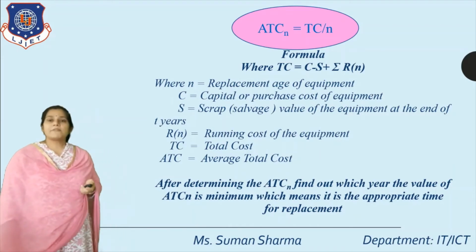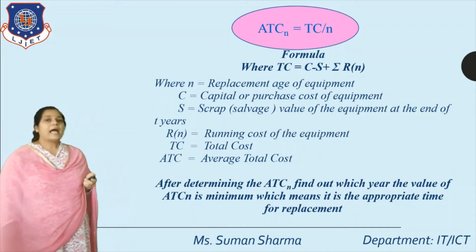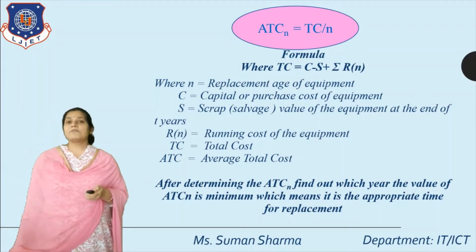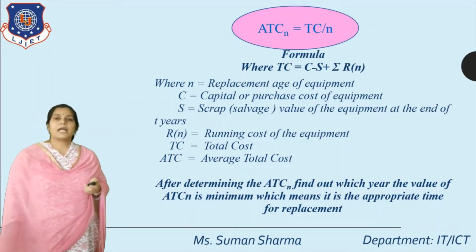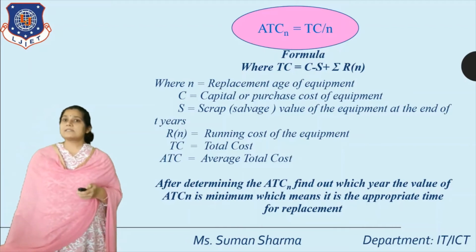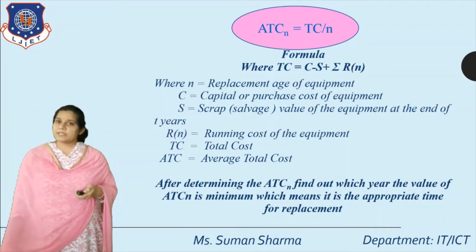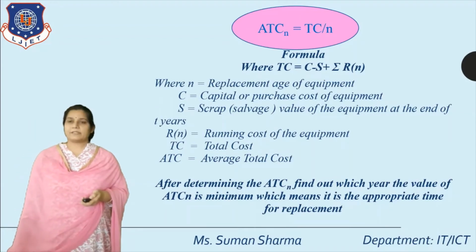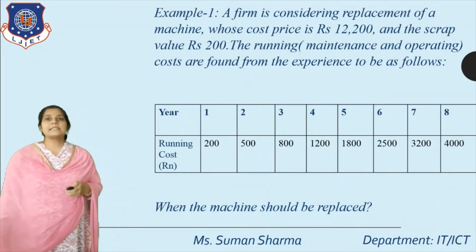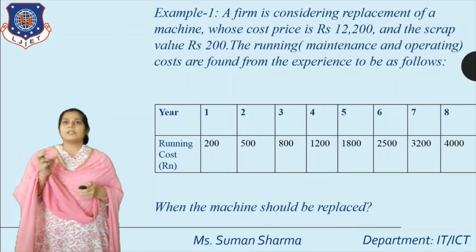After determining the average total cost, find out in which year the value of average total cost is minimum, which means it is the appropriate time for replacement. Got it? So this is the example of model 1.